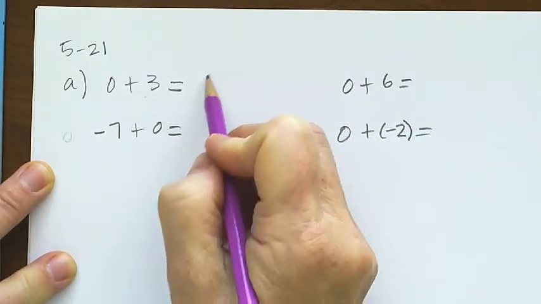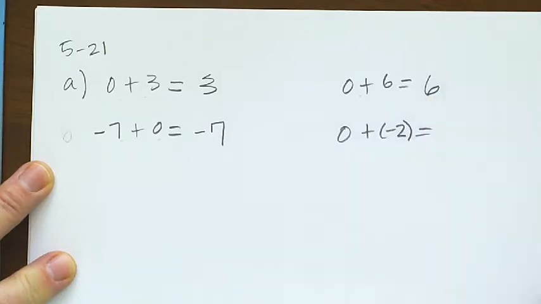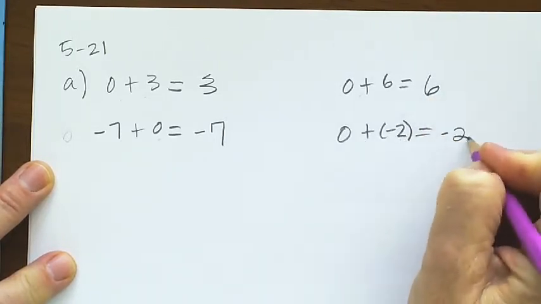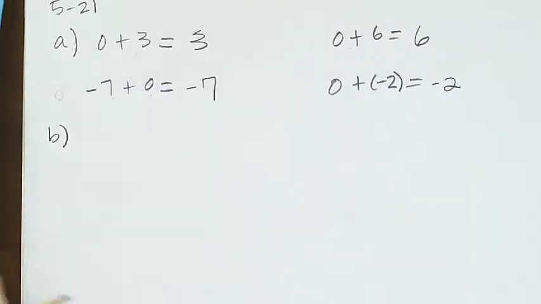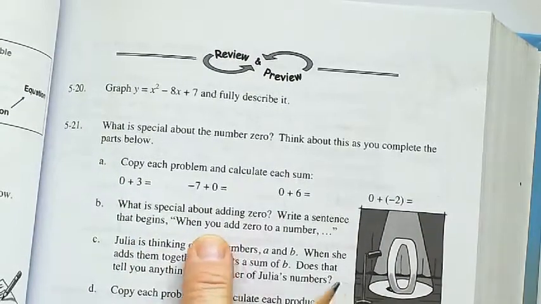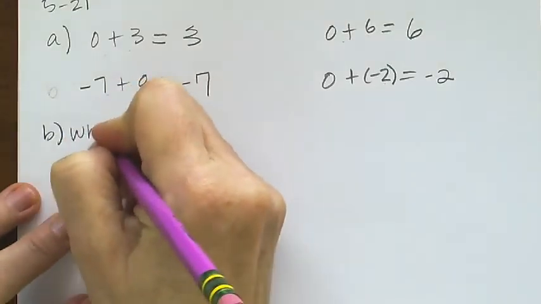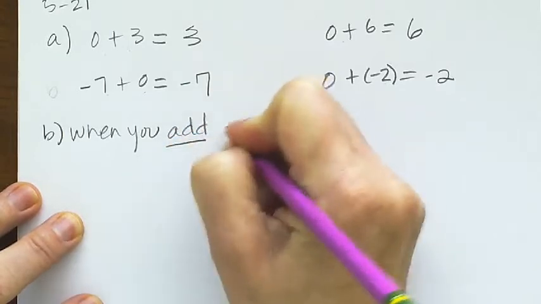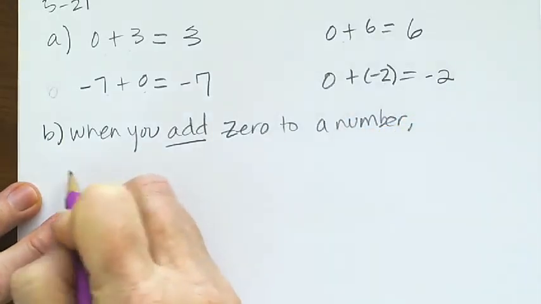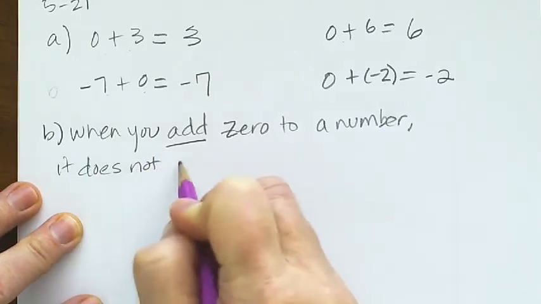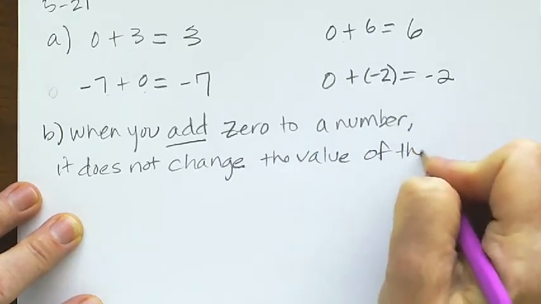So 0 plus 3 is 3. Negative 7 plus 0 is negative 7. 0 plus 6 is 6. And 0 plus negative 2 is negative 2. When you add 0 to a number, you get the same number. So what's special about 0? Write a sentence that begins with when you add 0 to a number. It does not change the value of the number.